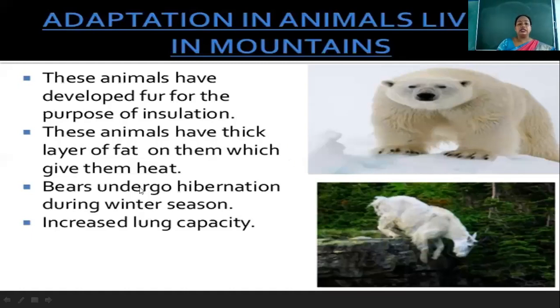Okay. These animals have a thick layer of fat also. This also helps to give them heat. This provides them warmth so that they can survive in their climate. Then the polar bears undergo hibernation during the winter season. Okay, during the winter season, when there is a very, very low temperature, it's totally chilly outside, at that time these polar bears undergo hibernation.